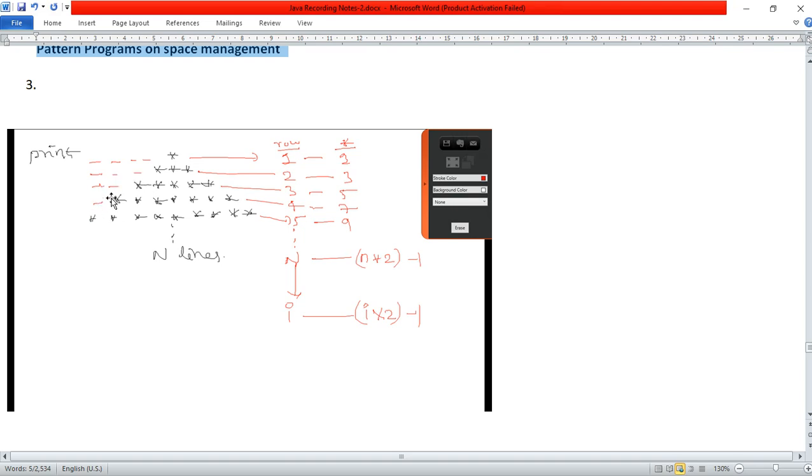However the spaces are the same: 1 space, 2 spaces, 3 spaces, 4. Space management is the same. Okay. So how do you print these stars? Up to n lines we have to print it. Okay. So how are we going to do it?